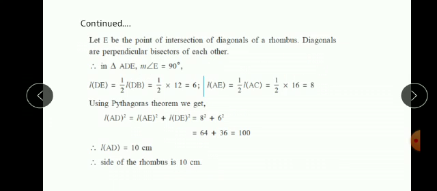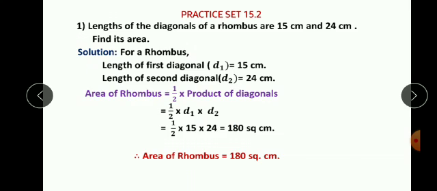Okay. So we have completed this example. 2 examples we have done. Now practice set 15.2. Lengths of the diagonals of a rhombus are 15 centimeter and 24 centimeter. So find its area. For a rhombus, length of the first diagonal D1 is 15 centimeter and length of second diagonal D2 is 24 centimeter. And now write down the formula.